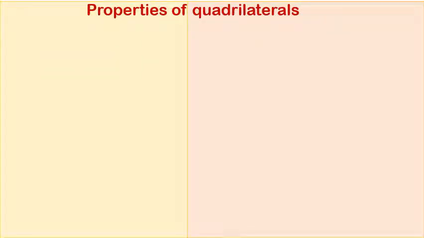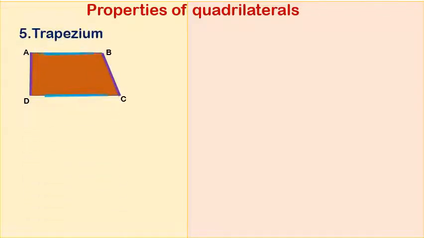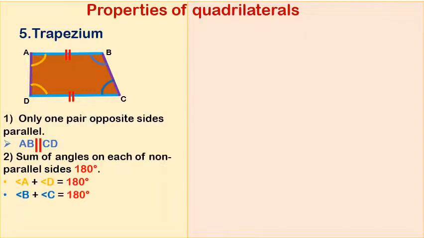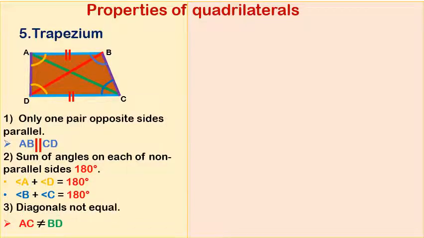Now let us see the properties of a trapezium. First property, in this quadrilateral, only one pair of opposite sides is parallel. You can see in this figure side AB parallel to side CD. Second property, sum of angles on each of the non-parallel sides is 180 degrees. So we can say angle A plus angle D equal to 180 degrees, angle B plus angle C equal to 180 degrees. And here diagonals are not equal. Diagonal AC is not equal to diagonal BD.